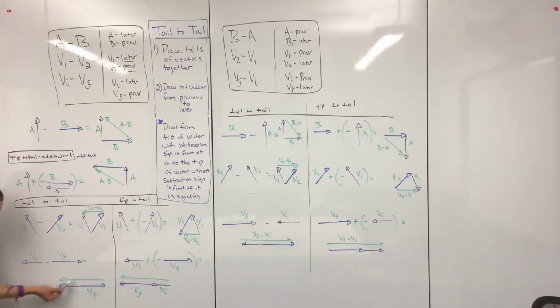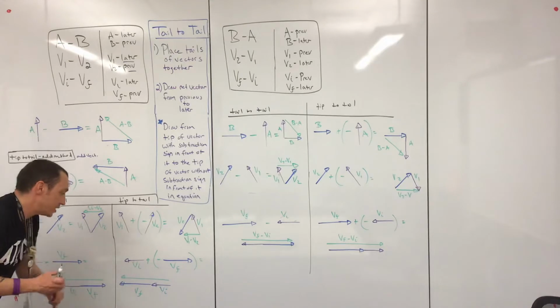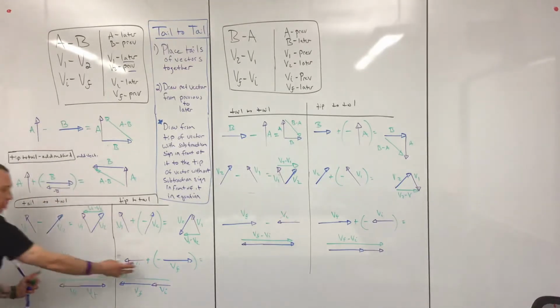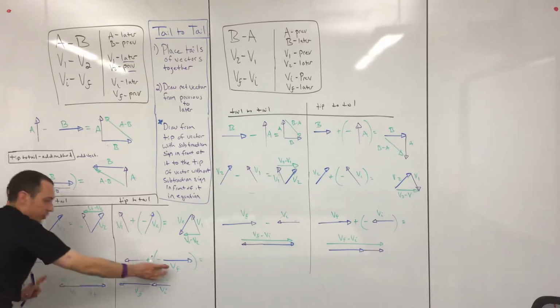Or from the vector with the subtraction sign in front of it, to the tip of the vector without the subtraction sign in front of it. Or we have the tip to tail method, the addition method, where it's again the same problem, but we have to associate the negative sign with VF.